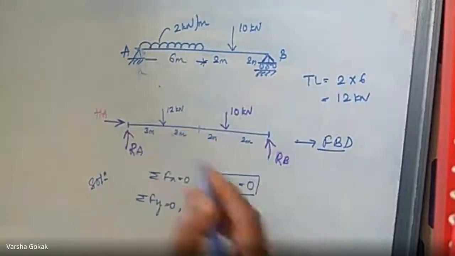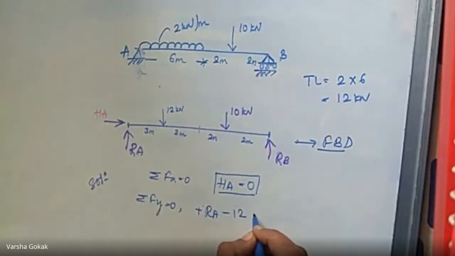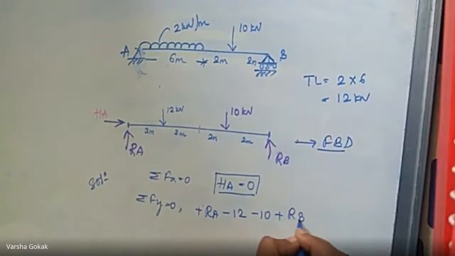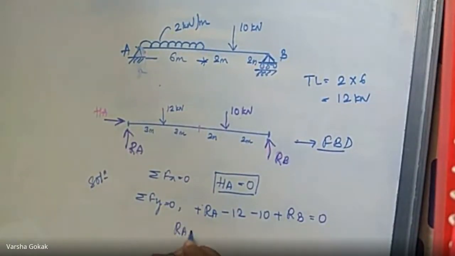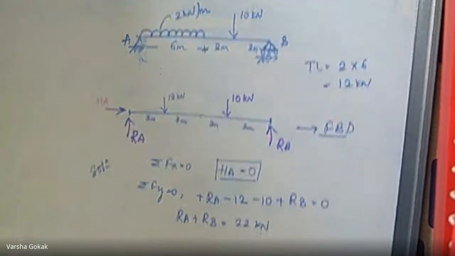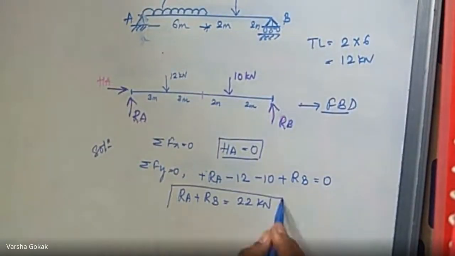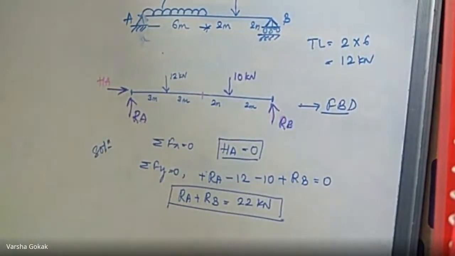Plus RA. What about 12? Minus 12. What about 10? Minus 10, and plus RB equal to 0. Right? So I will get an equation: RA plus RB is equal to 22 kilonewtons. Right? So this is from my second equation of equilibrium. Call this one of the equations.